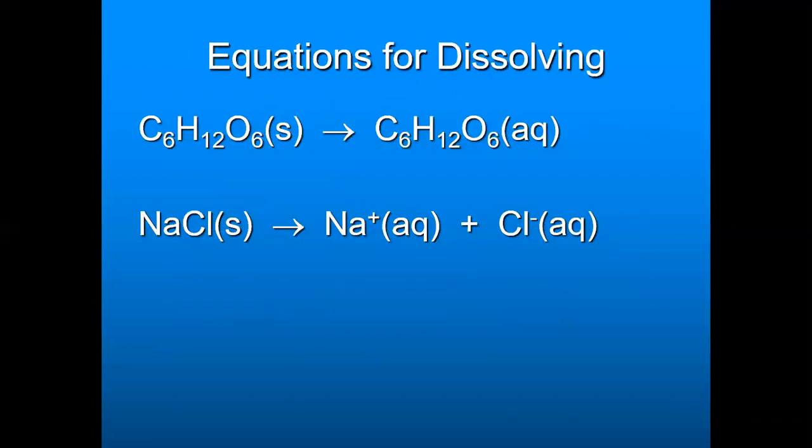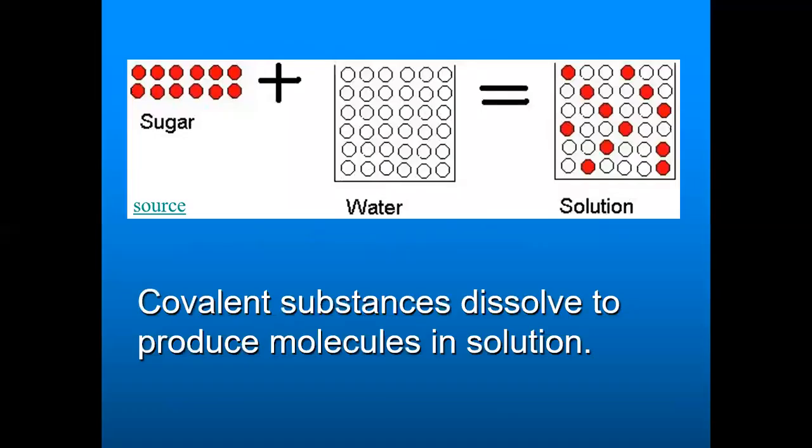Equations for dissolving: sugar is in solid form. If you add sugar in water, it will convert into aqueous form. It will dissolve in aqueous form. Similarly, sodium chloride is in solid form. When you add sodium chloride in water, it will convert into aqueous ions, that is sodium ion and chloride ion.